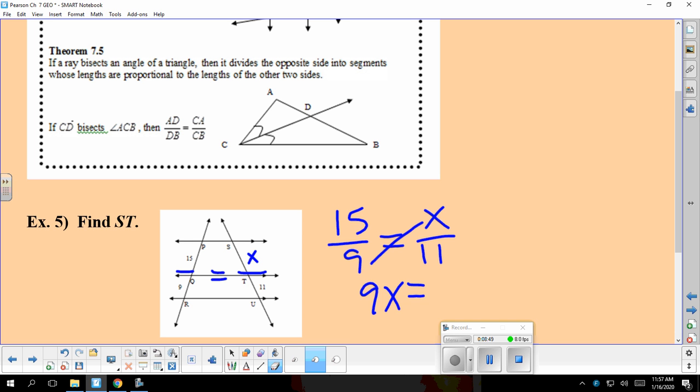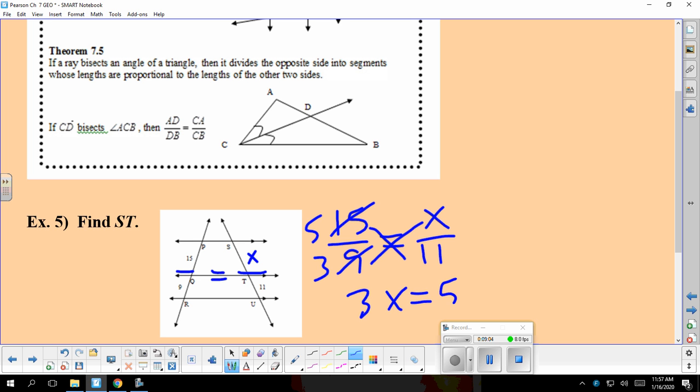Oh, wait. Mistake. I don't want to cross multiply first. I want to go ahead and simplify first. Well, I can take a 3 out of both of those. Then I should cross multiply. So I get 3x equals 55.